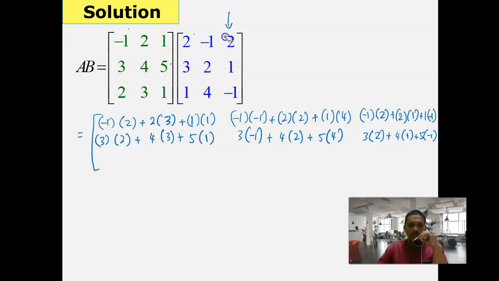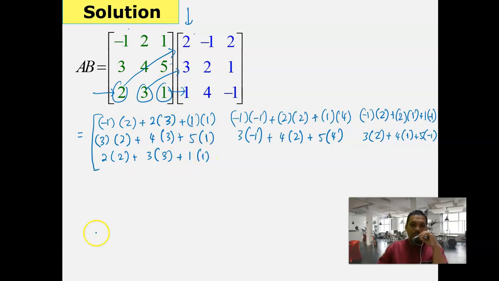we have completed the operation of entries in matrix A in row 2. Then we move to the entries in row 3 of matrix A, one by one with column 1, column 2, and column 3. We repeat the process. Now it is between row 3 and column 1. So 2 times 2 plus 3 times 3 and 1 times 1. Okay.